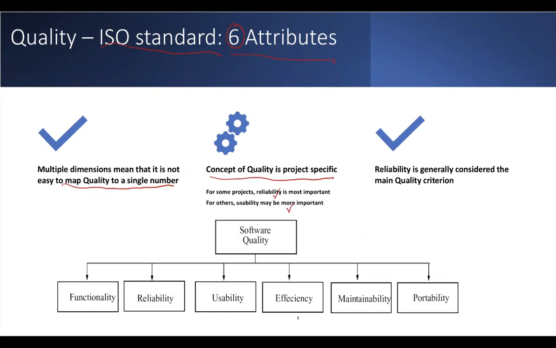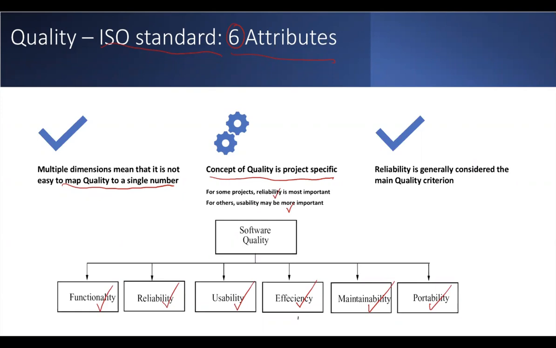So the 6 attributes that we might use to describe or to assess the quality of a software include the functionality of the software, the reliability of the software, whether it's usable or not, so the usability of the software, the efficiency of the software, and the maintainability of the software, which means we are seeking fewer bugs and defects all the time. Portability of the software means whether it could be portable across different systems.